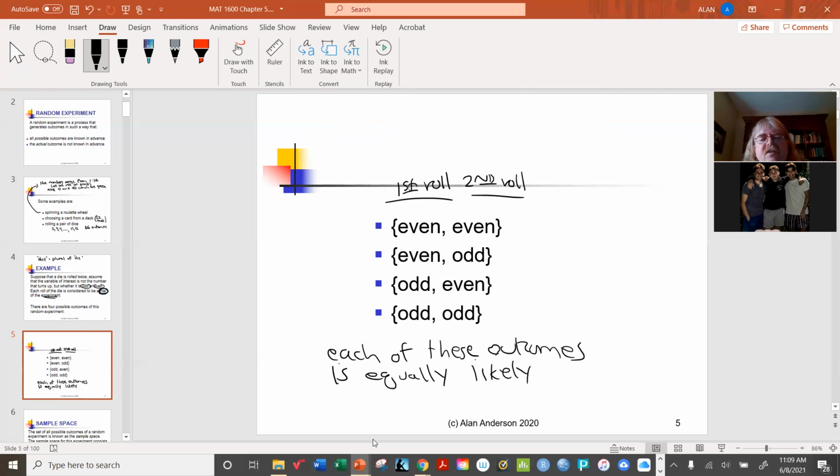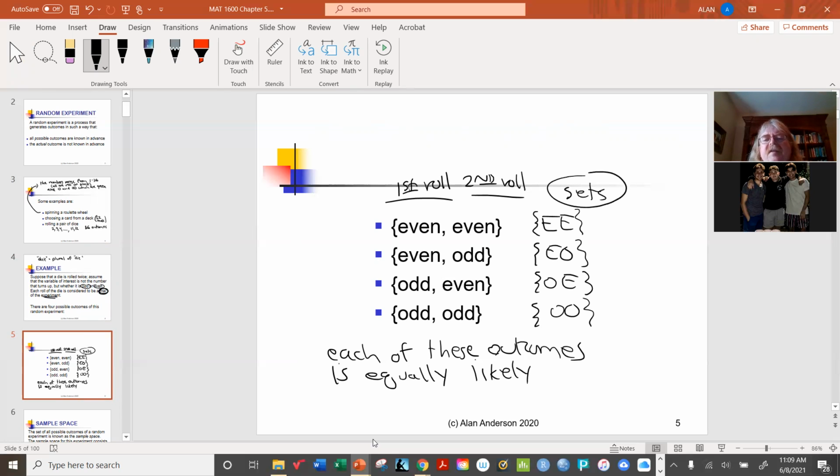And so also, just to save time when we write this stuff, we're going to write this first one as simply EE. This will be written as EO. Here we have OE. And here we have OO. And the fact that we're using these braces means each one of these is a set. Probability theory, as I said earlier, is based on sets. That's why it's important to understand set algebra, which we'll review as we go along. So each of these is a set. It contains the outcomes of interest.